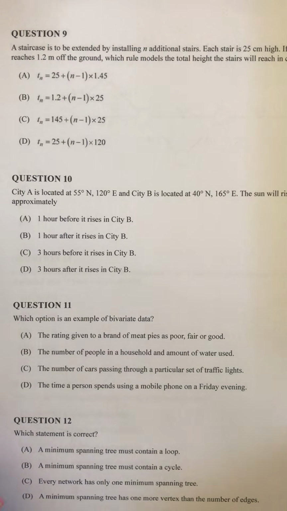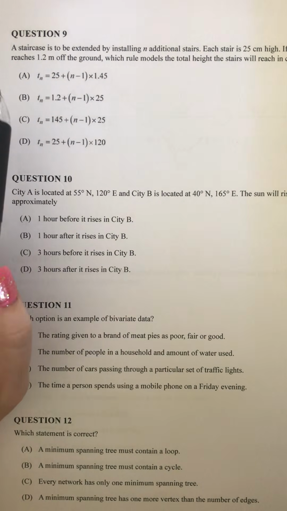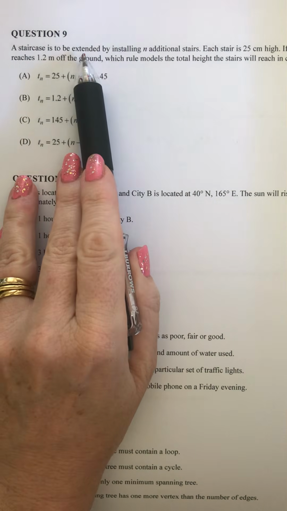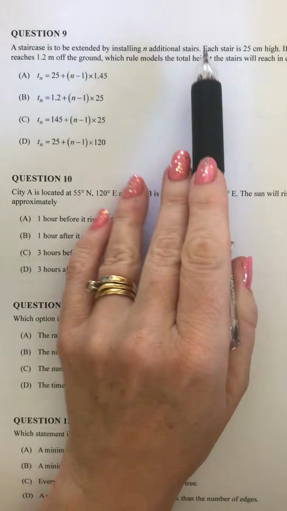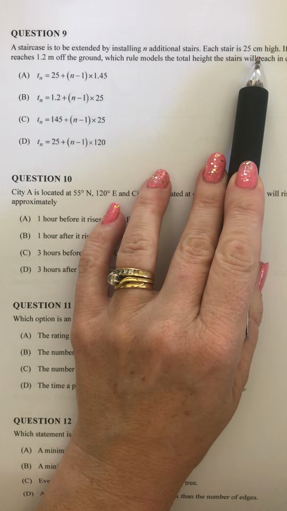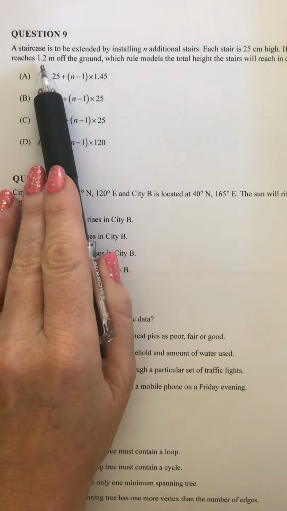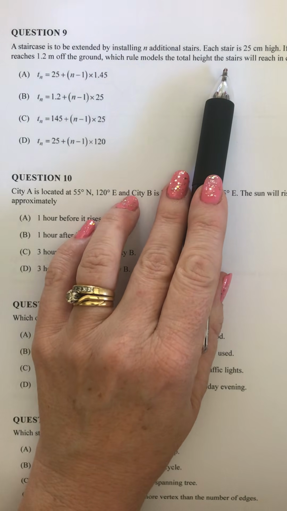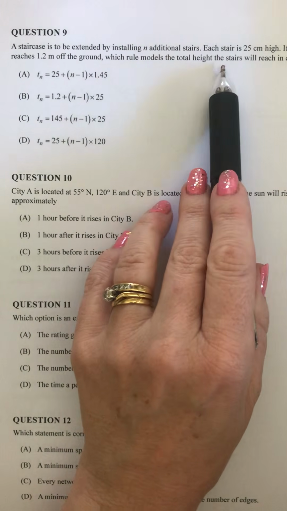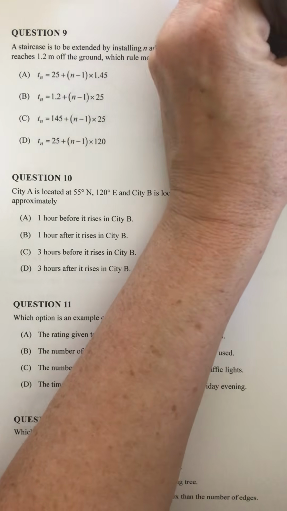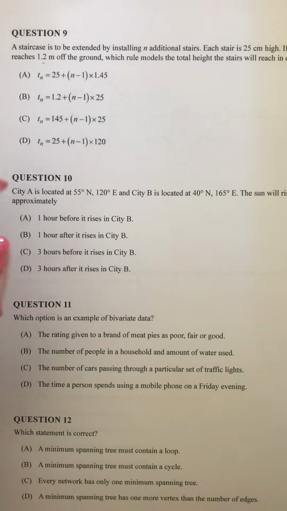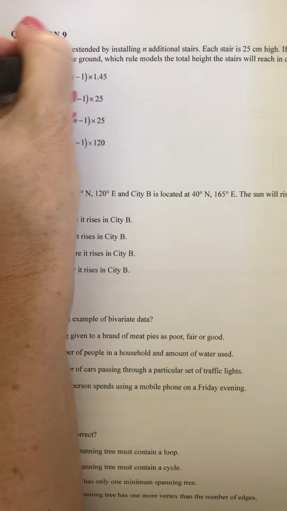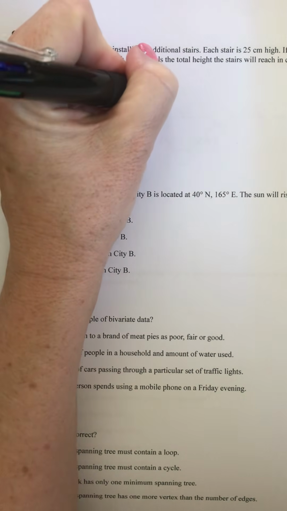Okay, question 9. And a few little things to note in question 9. A staircase is to be extended by installing n additional stairs. Each stair is 25 centimetres high. If the existing staircase reaches 1.2 metres off the ground, which rule models the total height of the stairs? The total height the stairs will reach in centimetres. Now, first thing is this centimetres. And we've got 1.2 metres over here. So to start with, we need to change that to 120 centimetres.